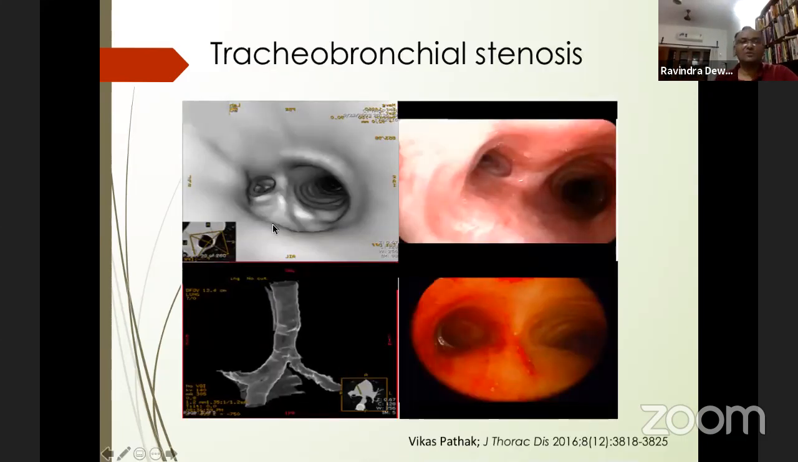These are the tracheobronchial stenoses. One can see on the left side, it's stenosed compared to the right side. The bronchoscopy is showing a severe stenosis here. The 3D reconstruction shows the stenosed segment of bronchus, left side. More common on left side. This is very common. This is also because the lymph nodes which are present here may be compressing this bronchial segment.